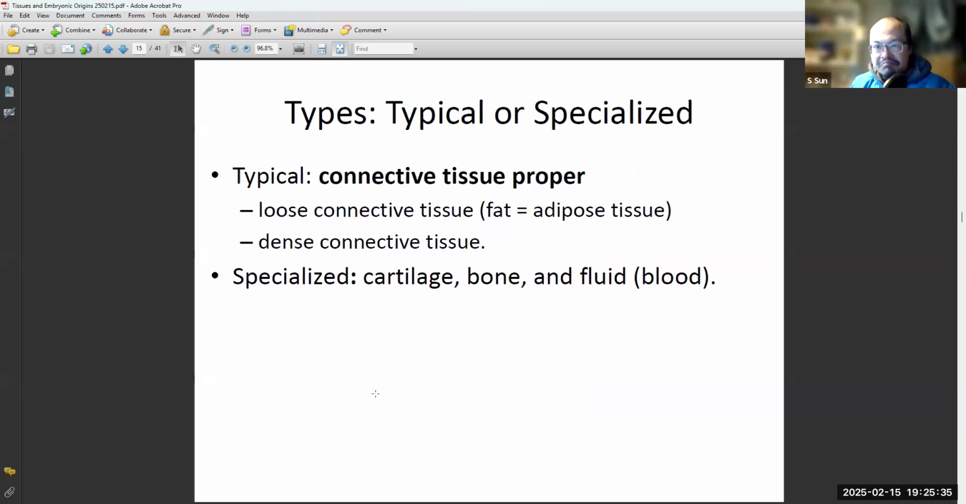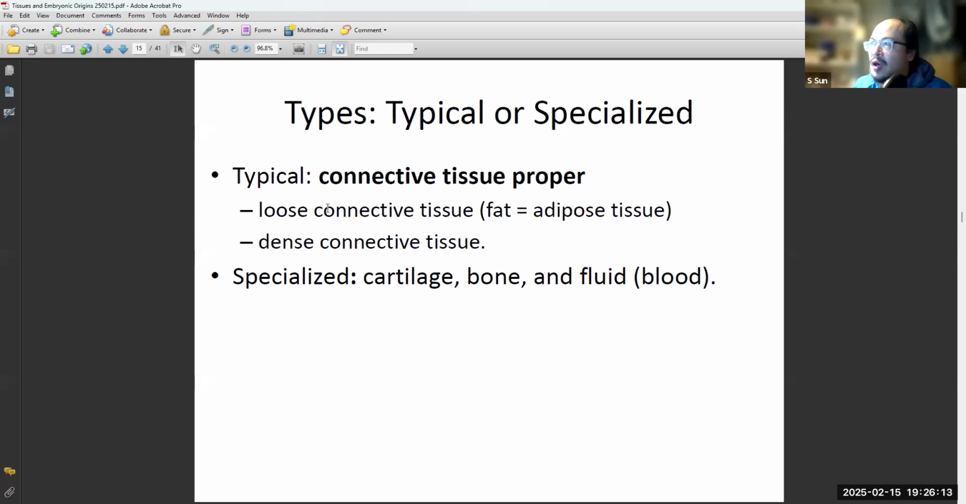So here is the slide we just mentioned. Connective tissue has two major categories. One is called connective tissue proper. It has a loose one, it has a dense one. The loose one includes fat. Specialized includes the cartilage, bone, and the fluid tissue. The major one is blood, but we also have lymph. Those are also fluid. It's just that blood is the primary one.